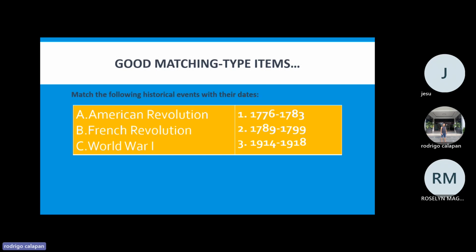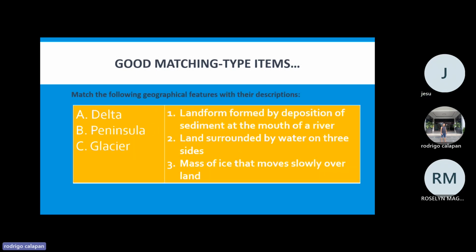The matches between events and dates are accurate, and students need to recall the specific years associated with each event. And another example: match the following geographical features with their descriptions. These test items look for the students' understanding of geographical features. And the options in the right column accurately describe the features in the left column, requiring students to match the correct definition with the corresponding features.